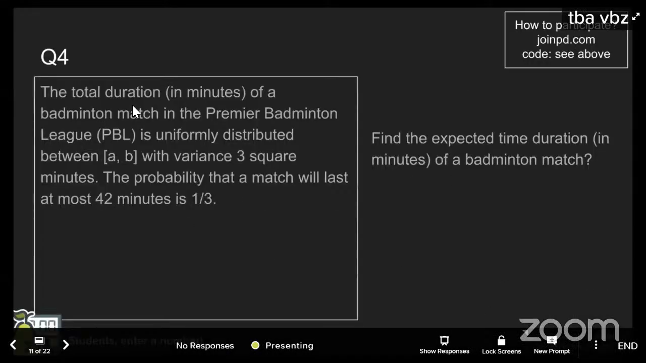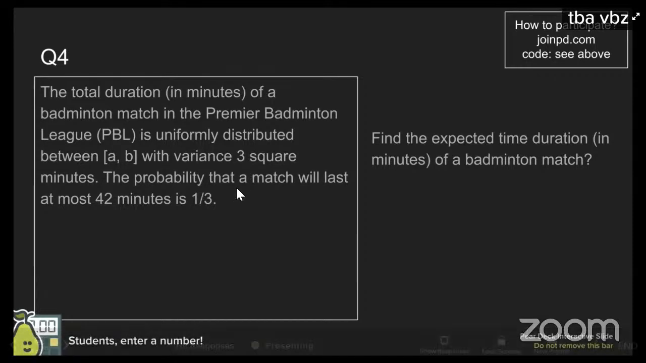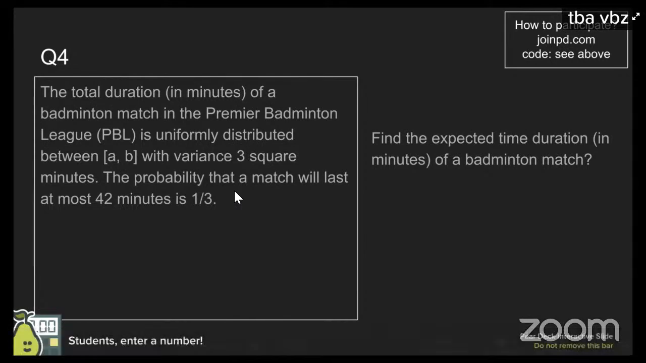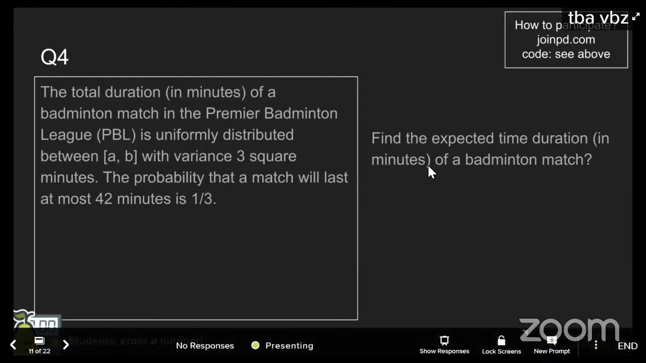Okay, the total duration of a badminton match in the Premier Badminton League is uniformly distributed, and you don't know the parameters A and B. The only thing you know is that the variance of this uniform distribution is 3, and you know the probability of an event as well. The event is that the match will last at most 42 minutes, and the probability of it happening is 1 over 3. You need to find the expected value of your uniform distribution.